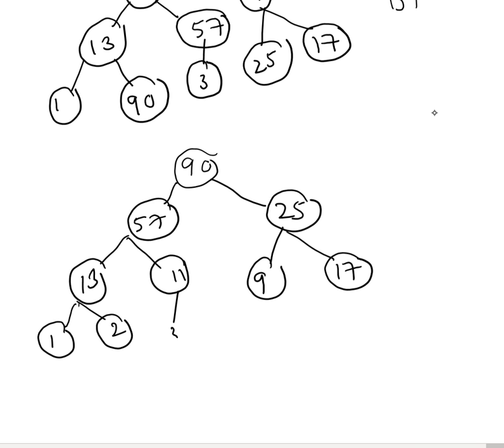So all the elements here are less than or equal. These two elements are less than or equal to this one. These two are less than or equal to this one. These two are less than or equal to this one. In such a way I have built the heap here.